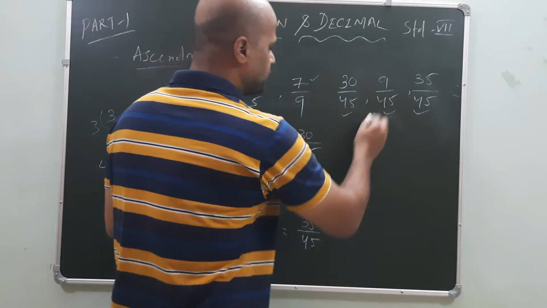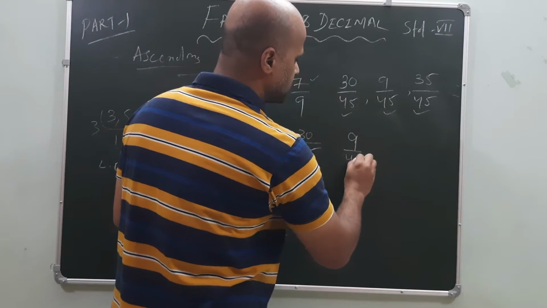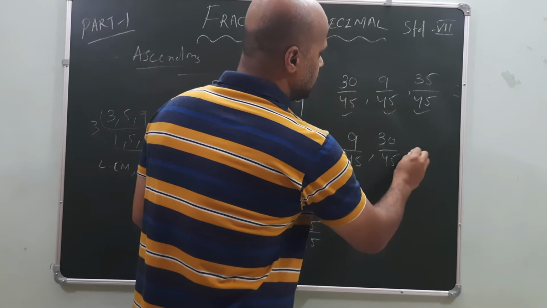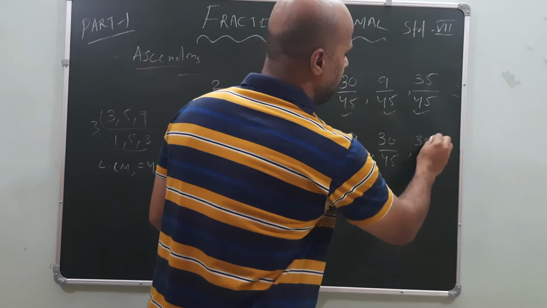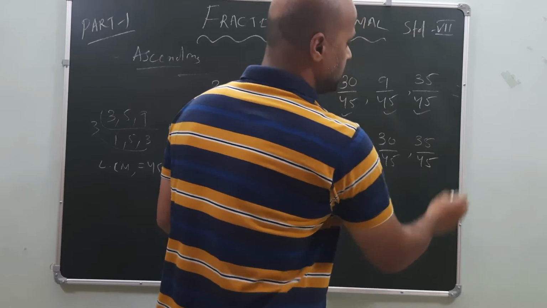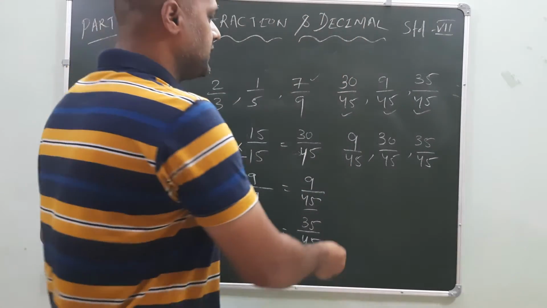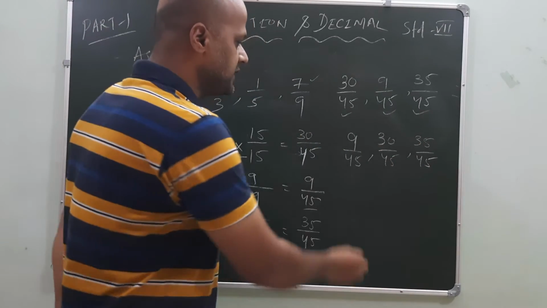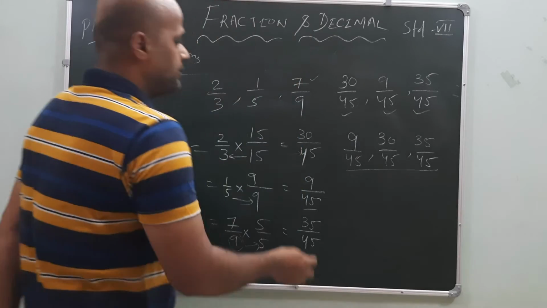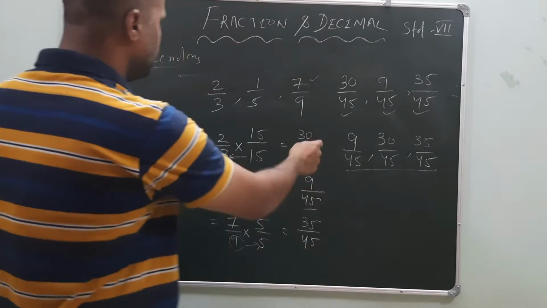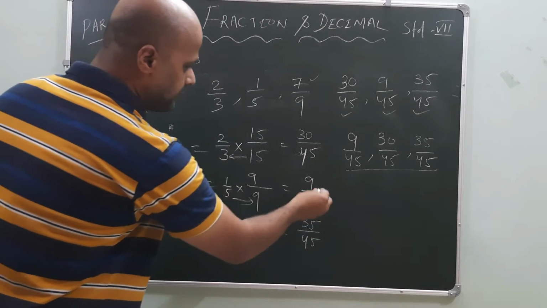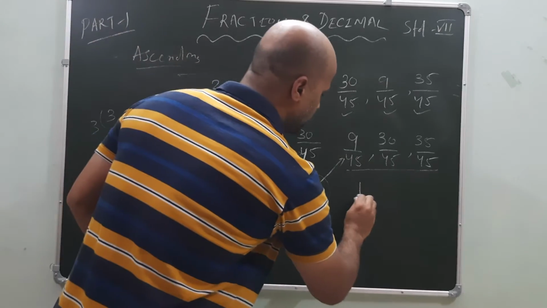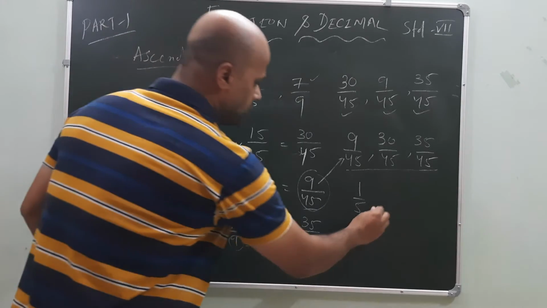Okay? So which one is smaller? 9 by 45 is first. Then 30 by 45 is second. Then 35 by 45 is third. So I will say that 9 by 45, 30 by 45, 35 by 45 are now in ascending order. But what does 9 by 45 represent? Here, 9 by 45 represents 1 by 5. Convert into 1 by 5, comma.